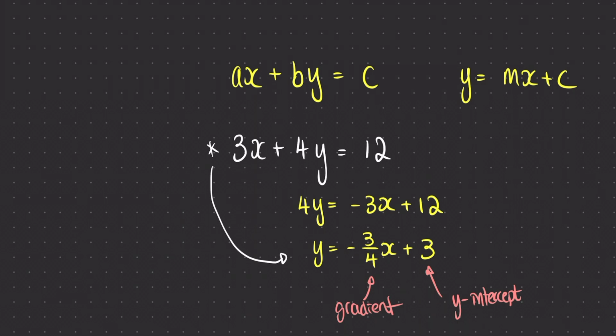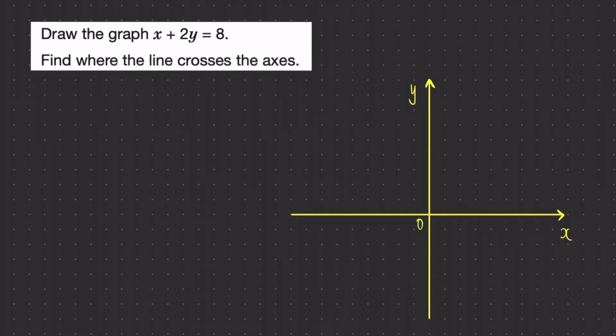So if we're asked to draw a graph of this form ax plus by equals c, I would recommend that you always convert into our more familiar y equals mx plus c form first. So let's have a look at this example question here. My first step is going to be to convert this ax plus by equals c form of the equation into my familiar y equals mx plus c. Let's do that. So we have minus x on both sides, giving us minus x plus 8, divide by 2 on both sides, gives us minus a half x plus 4.